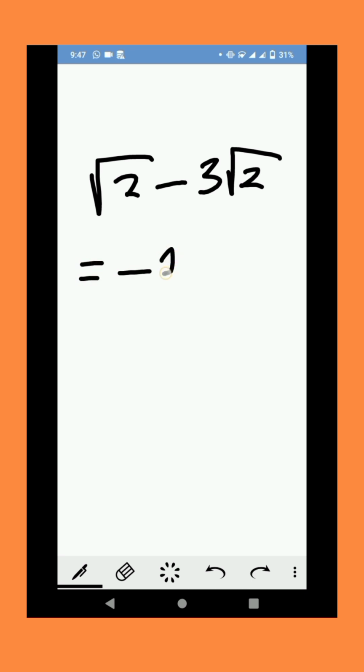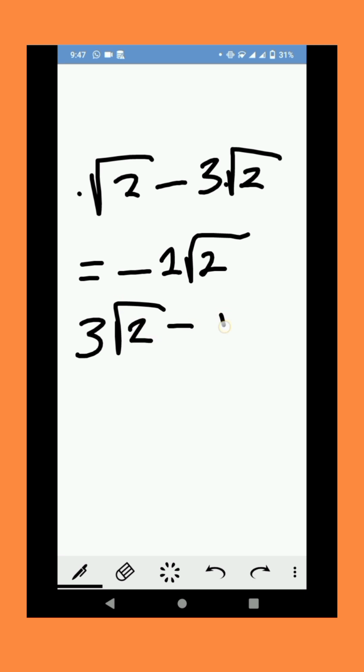So in real figures, we have root 2 minus 3 root 2. This will give you minus 2 root 2, because 1 minus 3 is minus 2. Again, 3 root 2 minus root 2 is like saying 3 minus 1. This will give you 2 root 2. So like surds can be subtracted, like surds can be added.